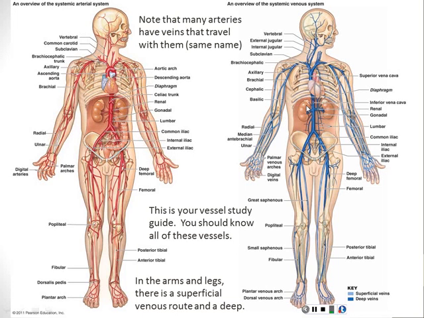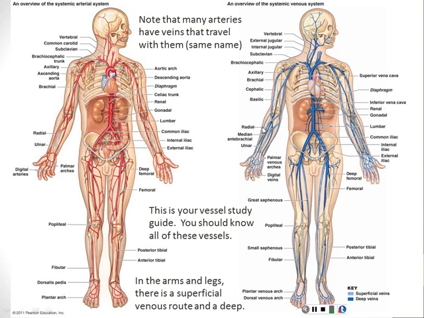So arteries and veins sort of match. They do in the arms and legs too, but there's always an extra set of veins in the arms and legs compared to the arteries. So like here, we have the cephalic and the basilic vein, but we don't have anything like that on this side.